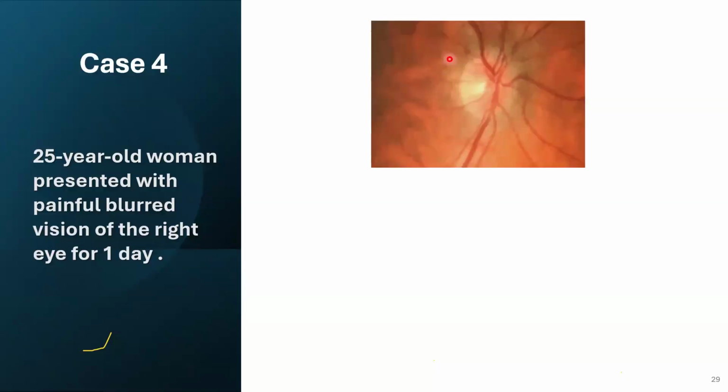A 25-year-old female presented with painful blurred vision in the right eye for 1 day. The pain is worse with eye movement. You call your ophthalmologist, they examine the eye. The vision was 20/40. Color vision was 2 out of 15. There was relative afferent pupillary defect. Otherwise, the eye examination was normal. And the optic nerve here looks normal. There's no abnormality in the optic nerve. What do you think is going on?